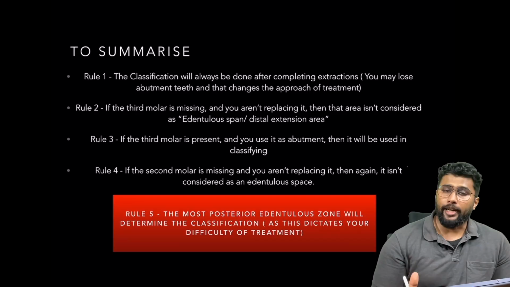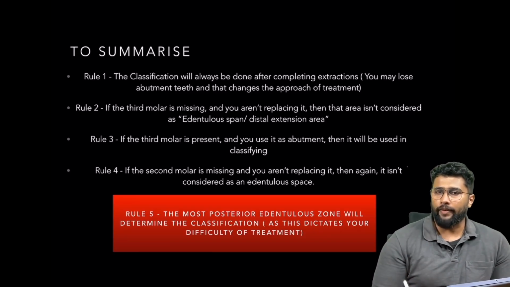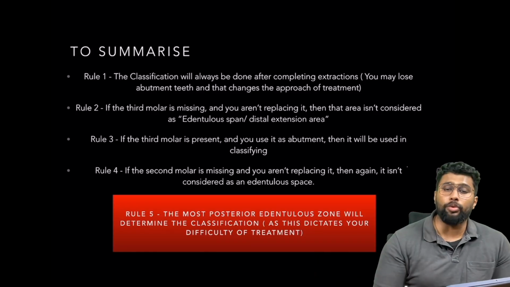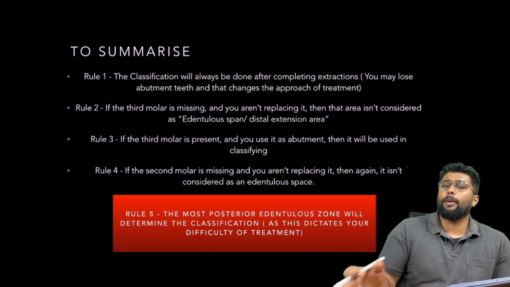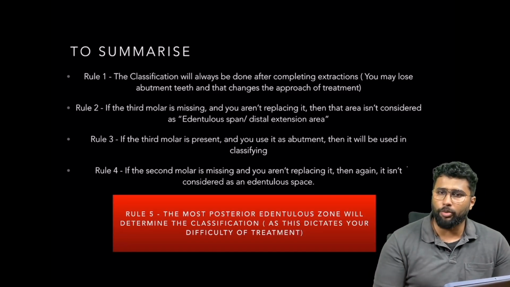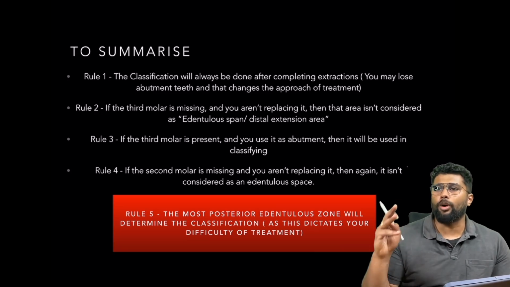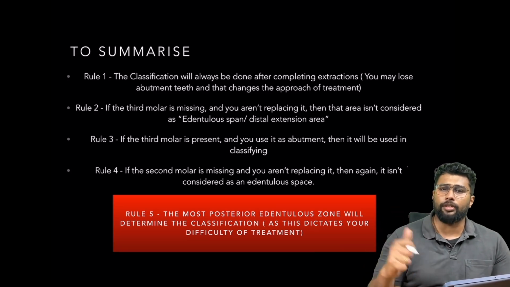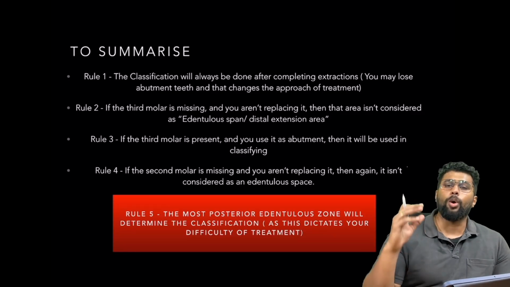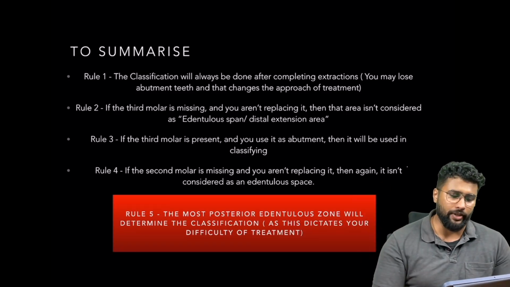Rule 1 says the classification should always be done after completing the extractions. Why? Say for example, I think I have a Kennedy class 3 and I end up having to remove the distal extension tooth. And it ends up making a class 3 case into a class 1 or a class 2 case because the last tooth has been removed. I lose the benefit of the distal abutment, and hence only when you finish your restorative phase and you have removed all the teeth that need to be removed, you have restored all the teeth that need to be restored, you will go ahead and classify and say that this case is going to be this particular classification.